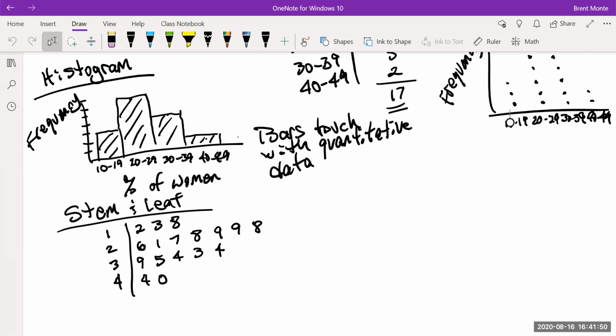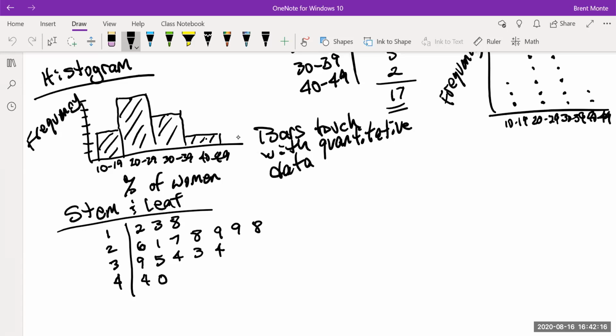Now, sometimes on the right side, the leaves, they'll put them from smallest to largest. That's called an ordered stem and leaf. And I think in the homework, they make you put it in as an ordered stem and leaf. Because remember, the way they program the answers, the computer's not going to recognize that you have the right answer. So if they ask you for a stem and leaf, I think they want it to be an ordered stem and leaf.